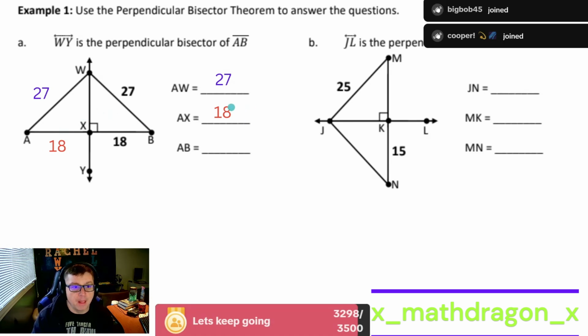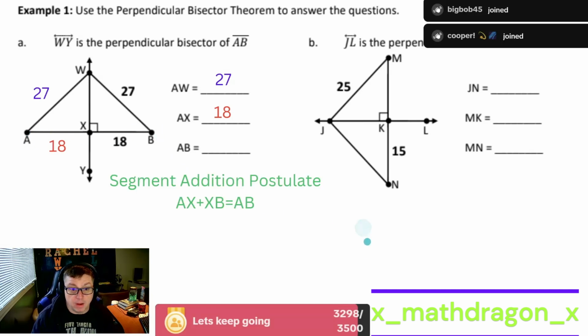All right? Now, last one, if I have YW cutting through my AB segment and making a perpendicular bisector, they're asking for A to B all the way across. Well, if that's the case, then we have to apply the segment addition postulate. The first piece, AX, plus the second piece, XB, equals the whole thing, which is from A to B. So I have AX plus XB equals AB.